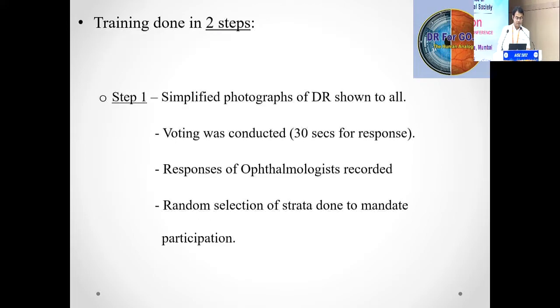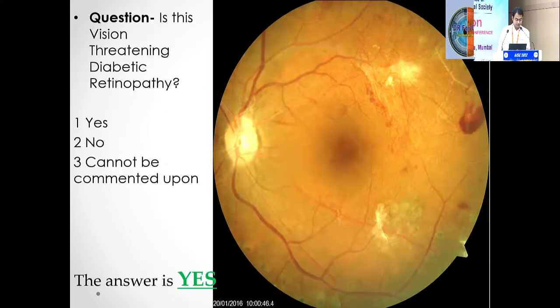So the training was done in 2 steps. In the first step, simplified photographs of DR were shown to everyone, and the voting was conducted, where everyone had 30 seconds for a response for each slide. So the responses of everyone were recorded, and random selection of this strata was done to mandate participation.